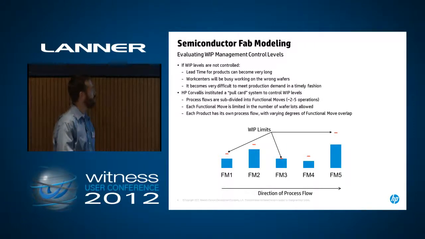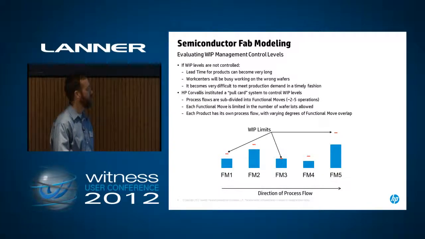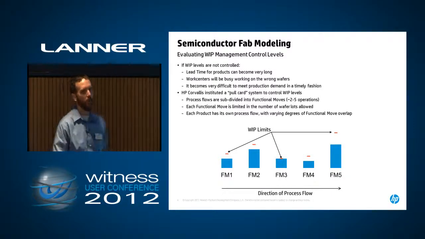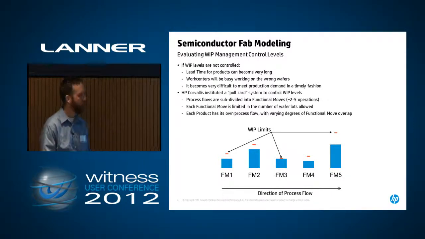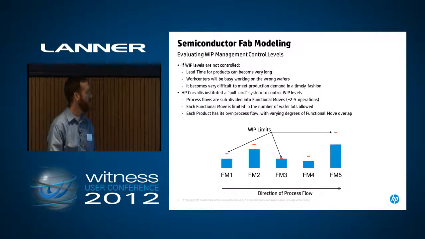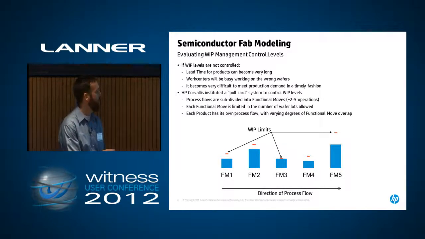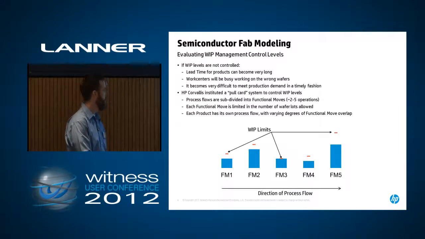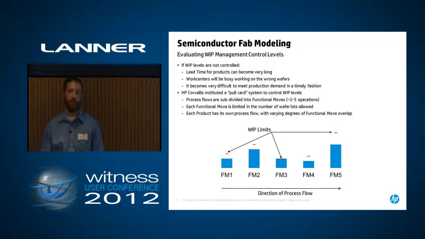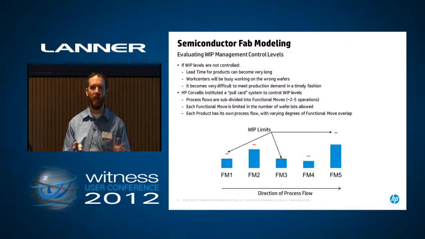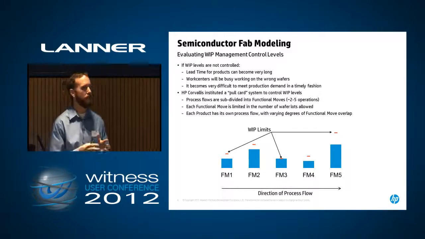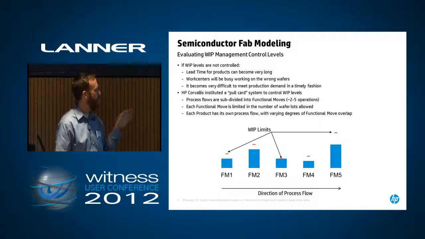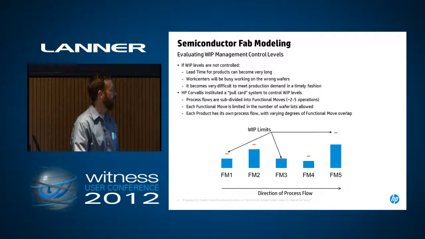And so, the bottom line, it becomes really difficult to meet production demand in a timely fashion. And so what HP Corvallis did was we instituted a pull card system to control WIP levels. So basically what we did was we take each product has a process flow, and we subdivided those into what are called functional moves, which is just 2 to 5 operations that accomplish a certain function on the wafer. And we set the number of pull cards in each functional move to a limit. So we limit the number of wafer lots allowed in a functional move.